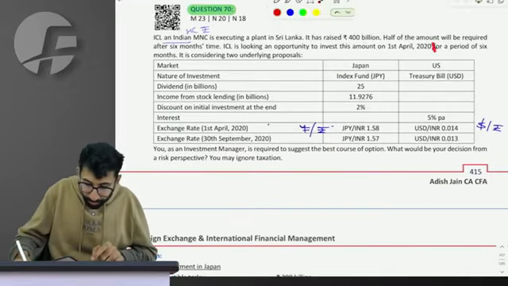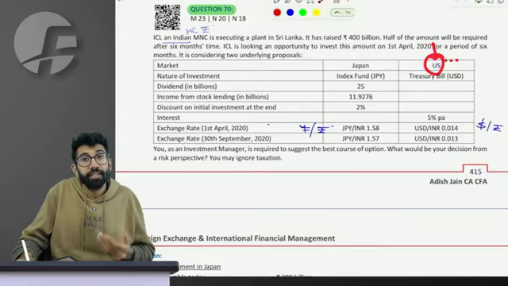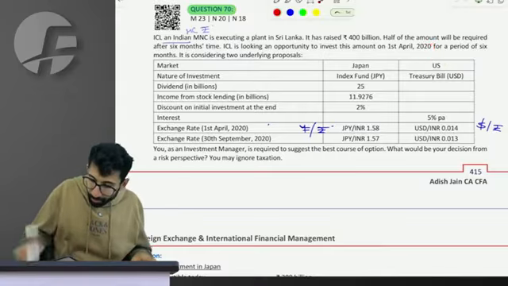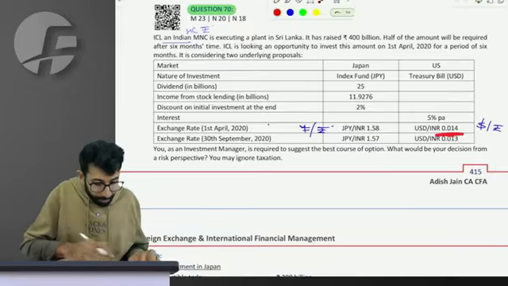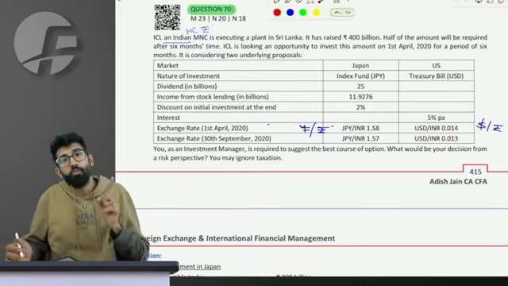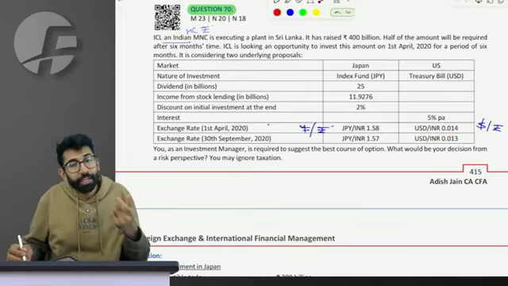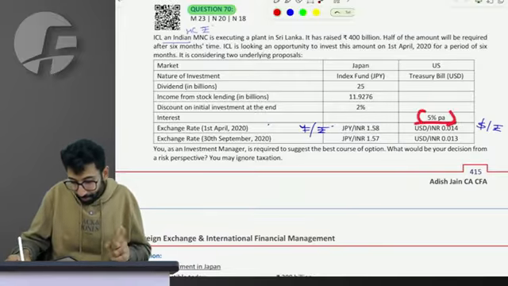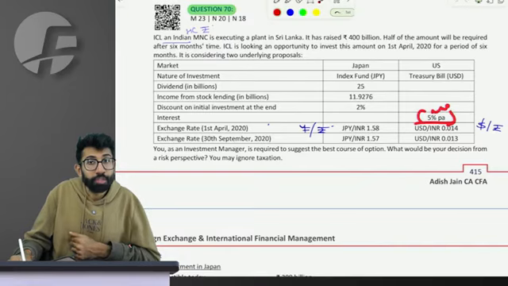Now let's check, rather than that, if you invest in US, then what will be the case? Sir, I have 200 rupee multiplied by 200 billion multiplied by 0.014, which gives me 2.8 billion as invested in USD, which will earn me 5% for the entire year, for a period of 6 months. How much will it be?